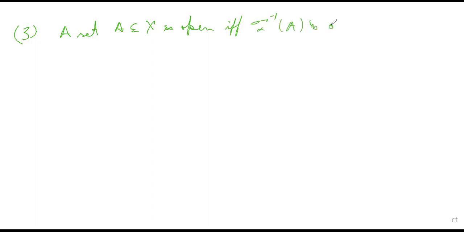Then there is the third condition, that a set A in X is open if and only if sigma alpha inverse of A is open in delta n for each sigma alpha.